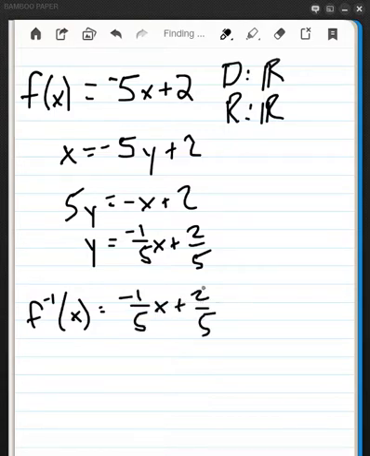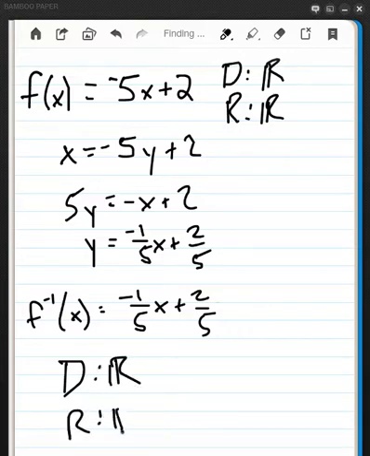This is the line that's reflected over the line y equals x. Alrighty, we also have to make sure we switch the domain and range, but because they're exactly the same, it's going to look exactly the same.